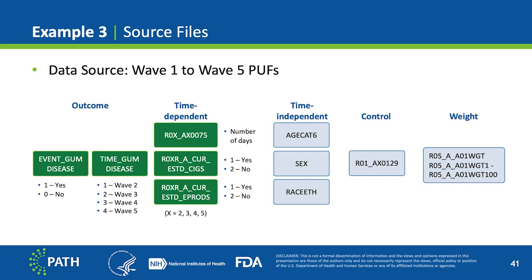When we merge them together, you will see there's a set of indicators for alcohol use, AX0075, which is defined as the number of days people reported they had a drink, even if it's just one or multiple sips. You can also see whether they report current established use of cigarettes or e-products at certain waves.